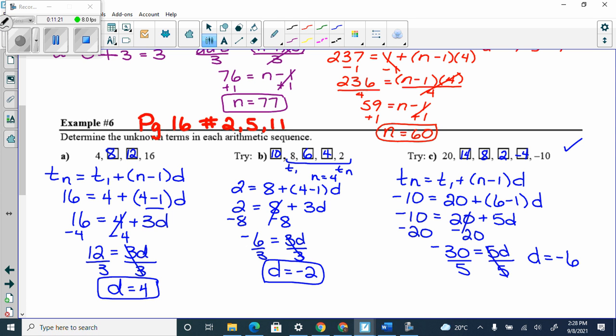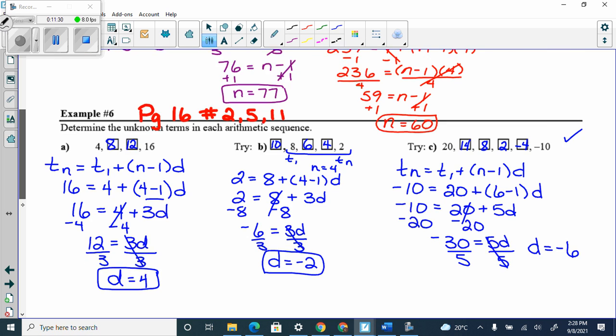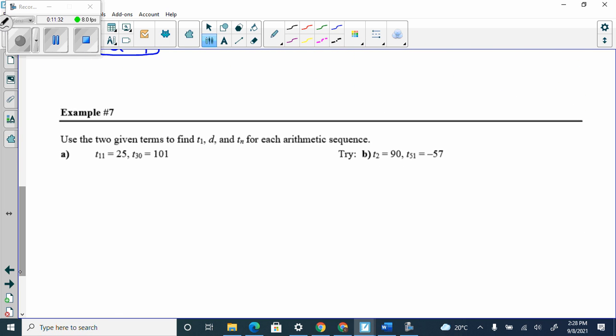If that makes sense, the next one won't be so bad. We're going to flip over. Or we're going to scroll down. Sorry. Yeah, we're going to scroll down. Thought we were moving over, but there's more down here. Oh, look at this. T11 and T30.